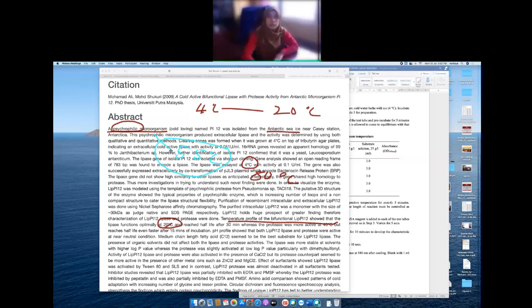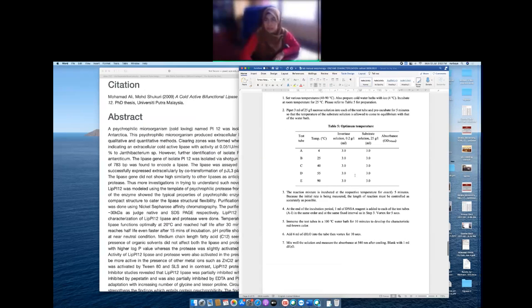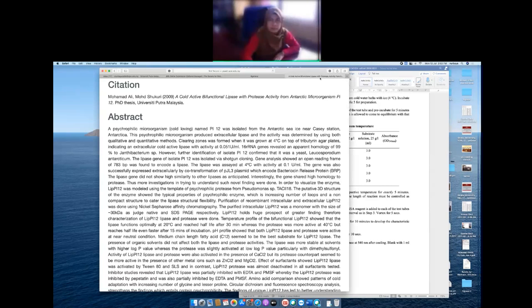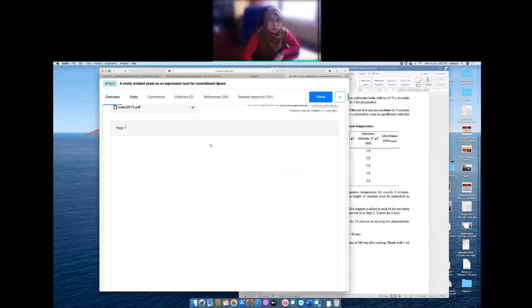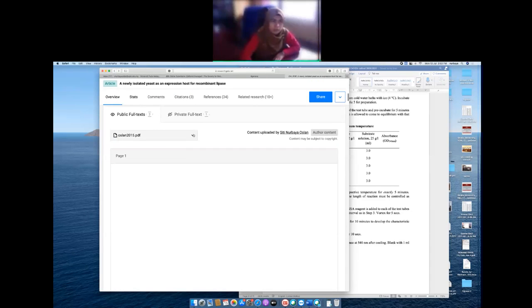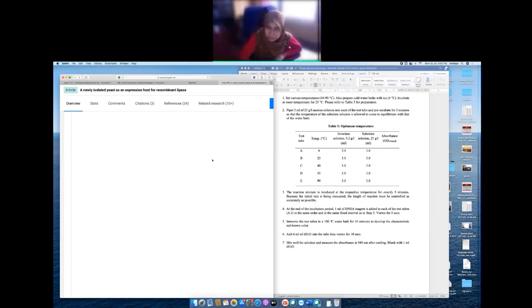Okay, so now we go for the next one, the thermostability. We do not have the thermostability here, but we discuss about thermostability. So the thermostability here is referring to, at that particular temperature, how long the enzyme can survive. We have just now the optimal temperature. Now we want to know the thermostability or temperature stability.